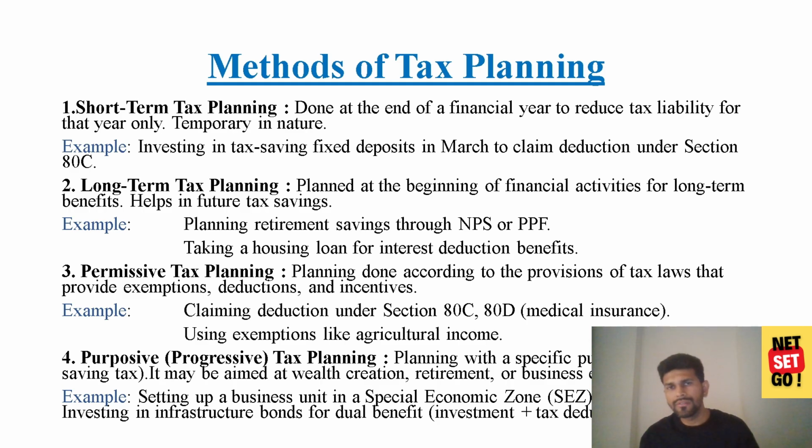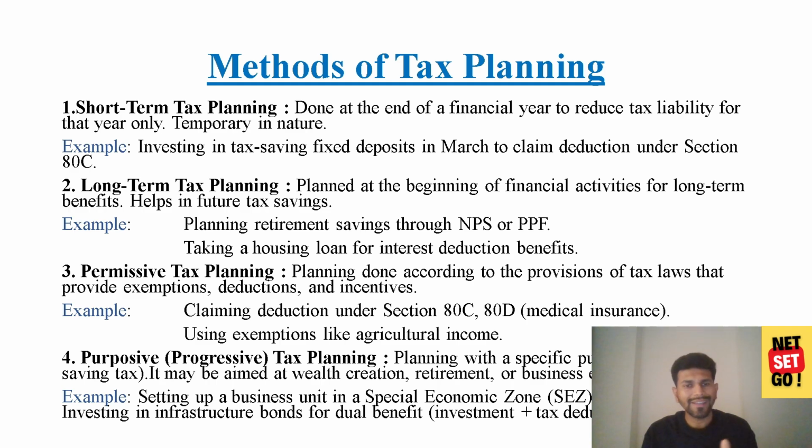Next is long term planning. Long term planning is for retirement benefit or child education benefit. So they invest into NPS or public provident fund, where there is long term investment and the benefits can be received for a longer period of time. So for short term tax planning, the investment is done at the end of the financial year, and for long term tax planning, the investment is done throughout the year for many years. Similarly, for taking a housing loan for interest deduction benefit, if we take a house loan, then both the principal amount and interest on the home loan were tax deductible.